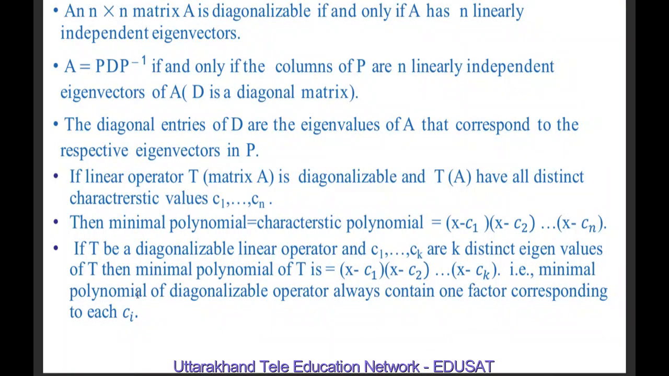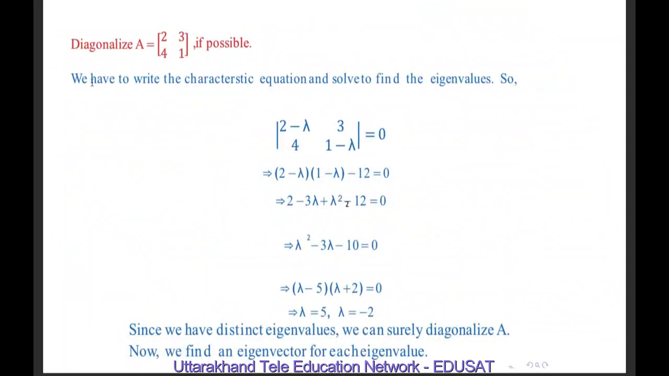So remember these things. Now we will diagonalize the matrix A equal to [2, 3; 4, 1] if it is possible. We have considered the simple case of a matrix of order 2. A similar procedure we can apply to diagonalize a matrix of order 3 and 4.